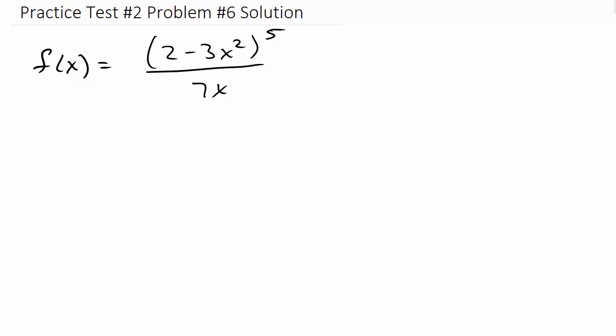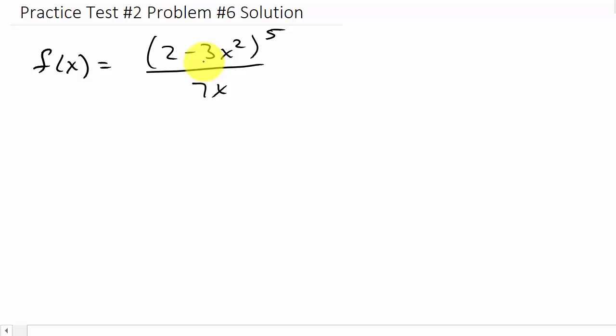Alright, so here we have the solution to problem number 6 on the second practice test for derivatives. So let's go ahead and get started taking the derivative. To take the derivative here, you can see we're going to need to use the quotient rule.